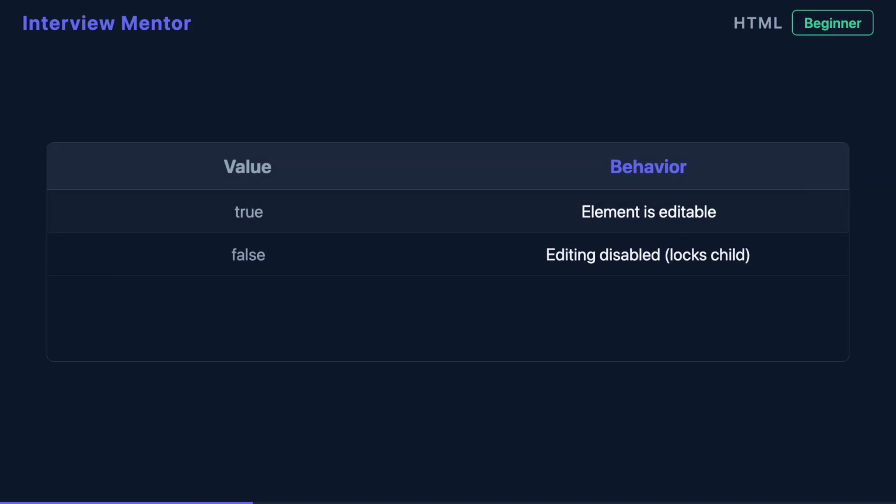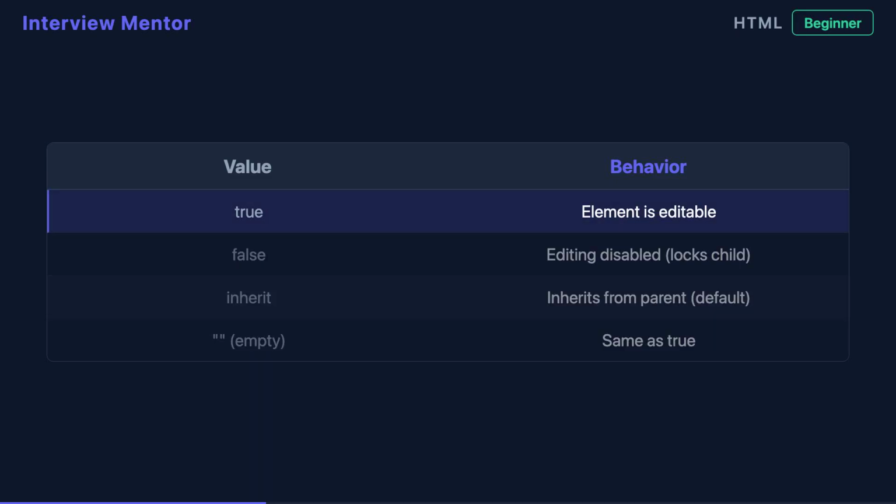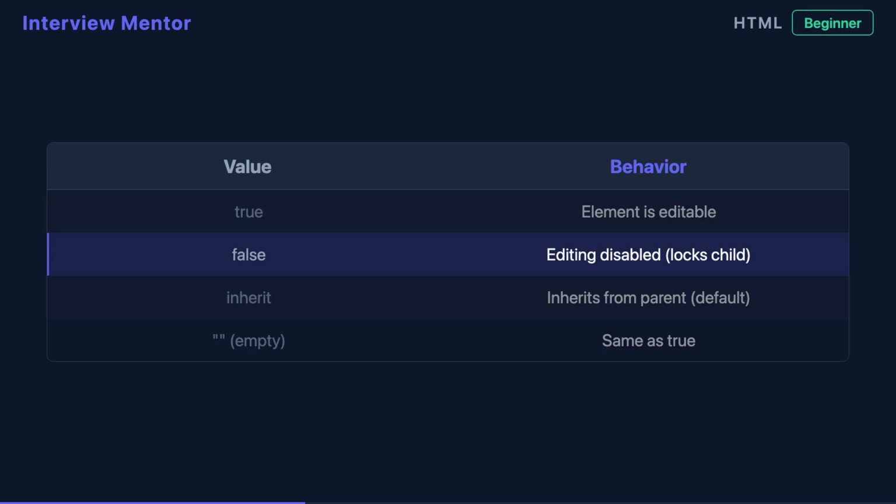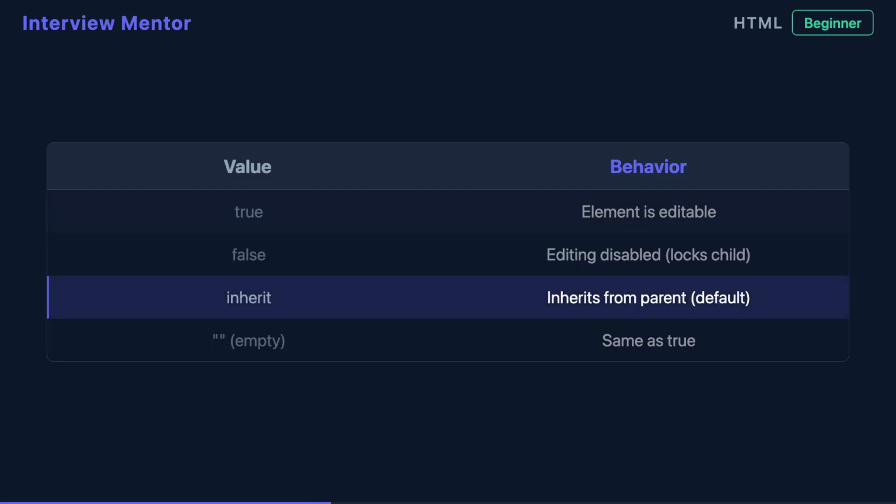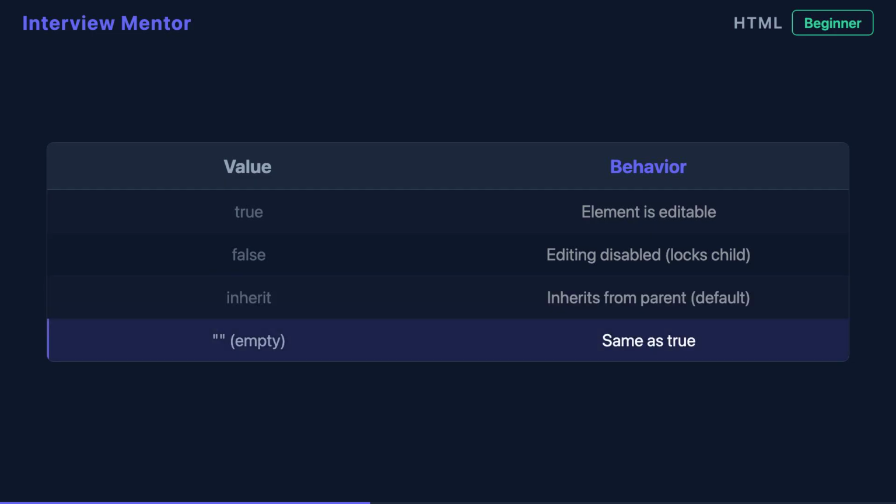The attribute accepts 3 values. Setting it to true explicitly enables editing. Setting it to false explicitly disables it, which is useful when you want to lock a child element inside an editable parent. The inherit value, which is also the default when the attribute is absent, means the element inherits the editable state from its parent. And here's a small gotcha. Setting the attribute to an empty string is treated the same as true.